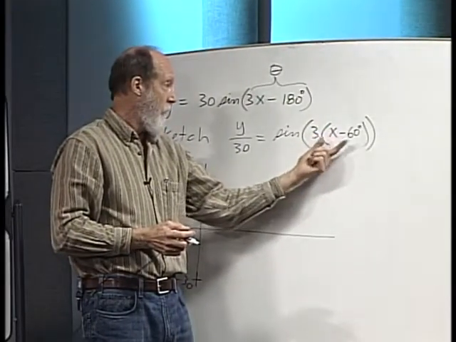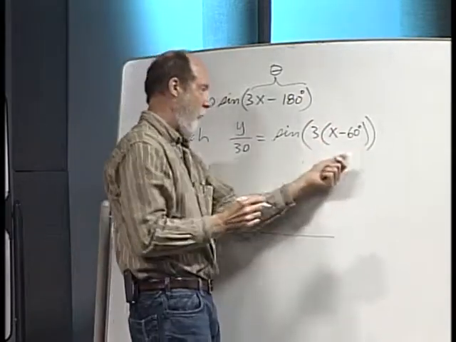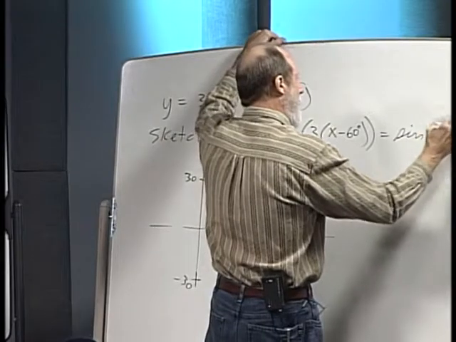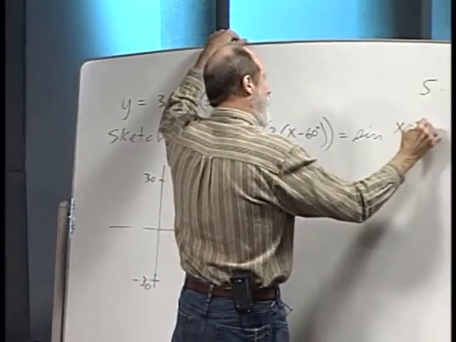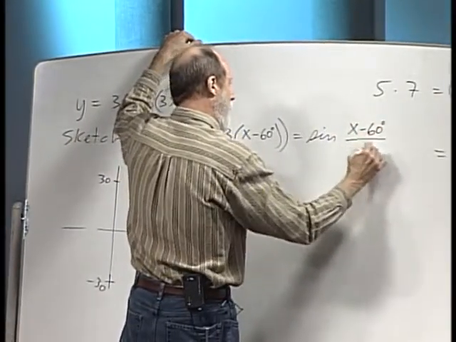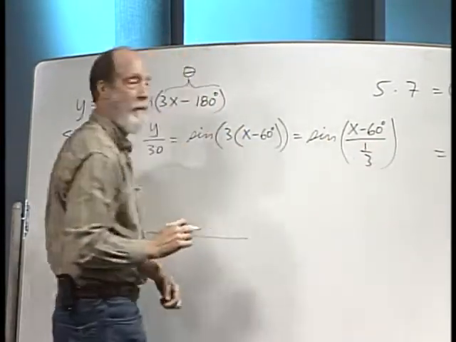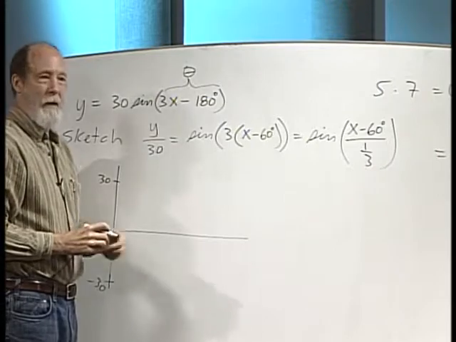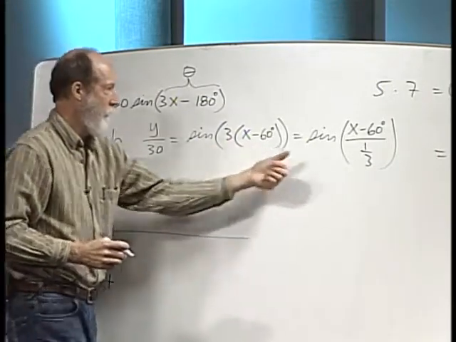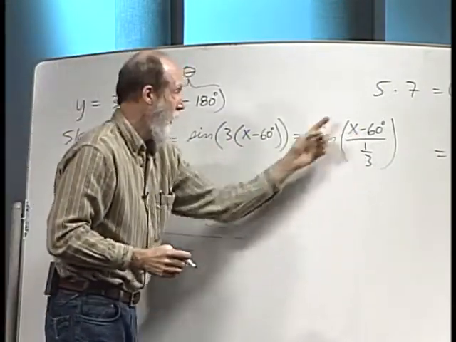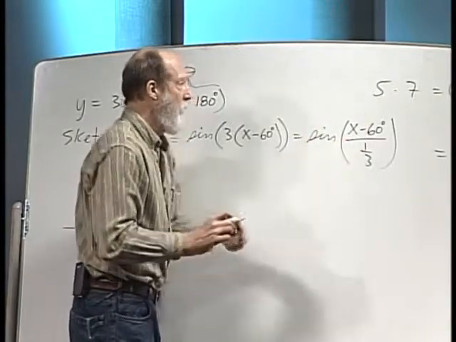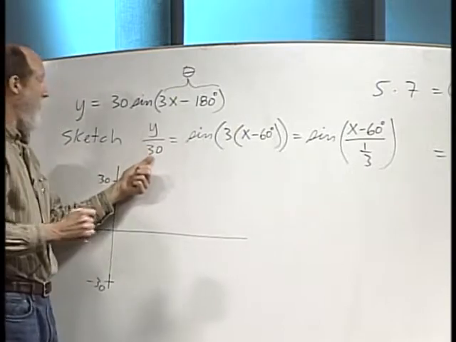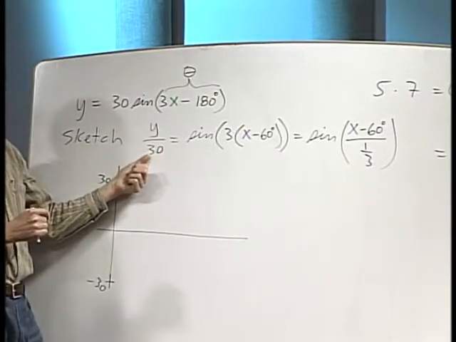This thing comes down underneath this expression as a 1/3. So this sine can be rewritten as the sine of this angle, x minus 60 degrees divided by 1/3 for your angle. That just comes down underneath this as 1/3. It's still inside here as your angle. Now, what does 1/3 do? What does this 30 do over here to the y?